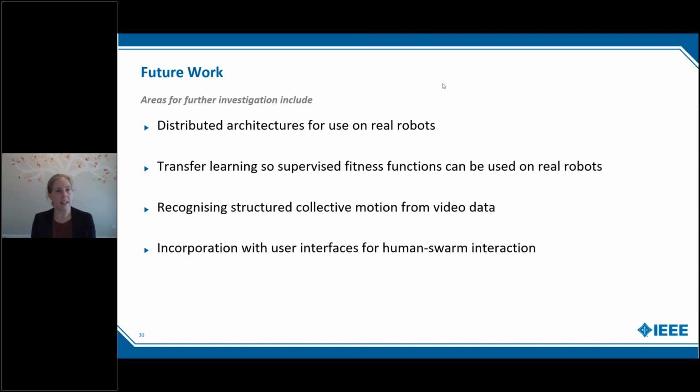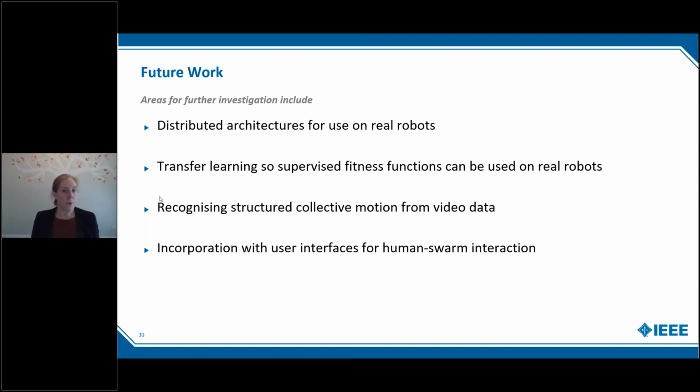So obviously nowadays there are quite a number of machine learning algorithms and architectures for distributing machine learning algorithms. So there's potential to make distributed versions of the frameworks that I've presented today. The transfer step onto real robots is another area for future work. So certainly exploiting the transfer learning is one option, or further investigating the unsupervised learning as well.